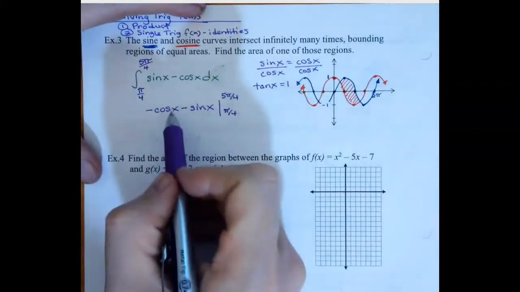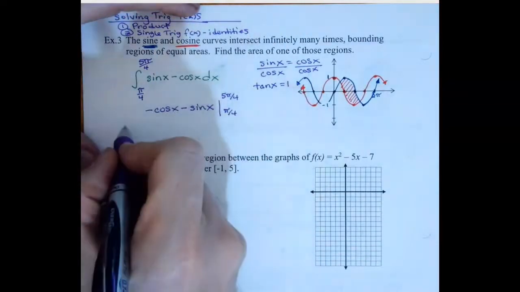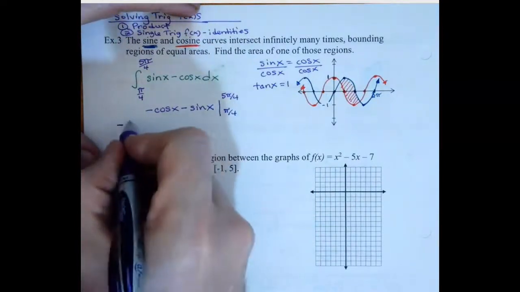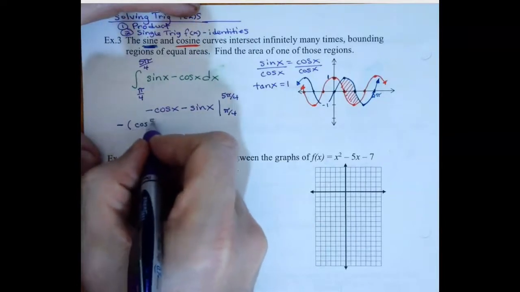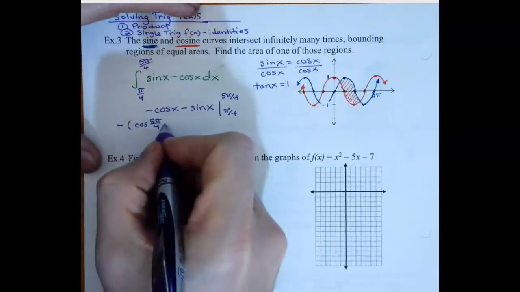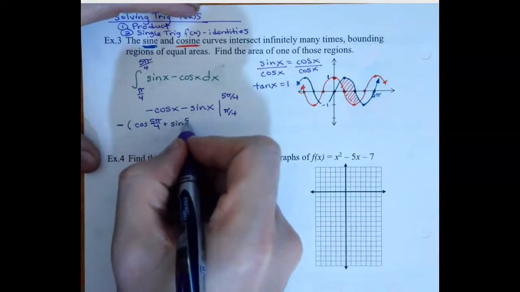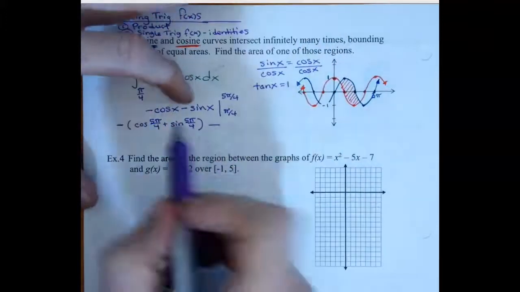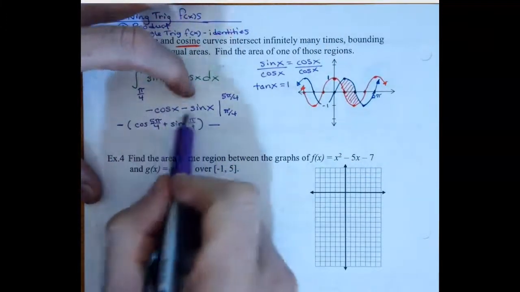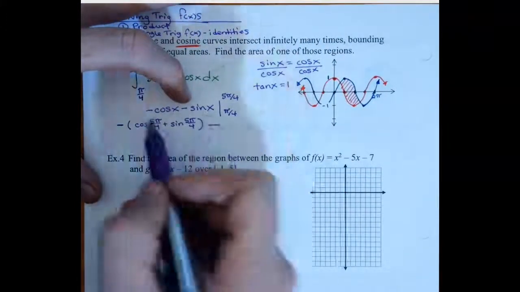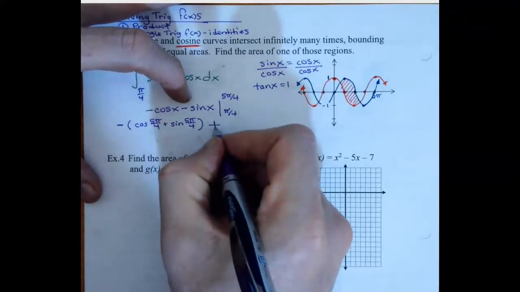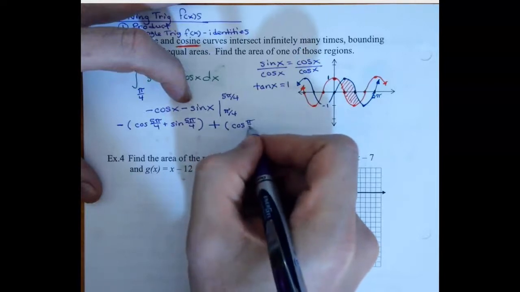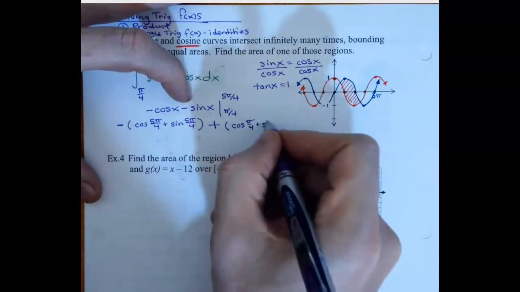So to do that, we plug in 5 pi over 4 first. You want to factor that out? So I have negative cosine 5 pi over 4 plus sine 5 pi over 4, because I factored out that negative 1. And then we would have minus this. But that has a negative in it, both those, so if I factor that negative out, that's going to become plus, actually. And now I'm going to have cosine of pi over 4 plus sine of pi over 4.